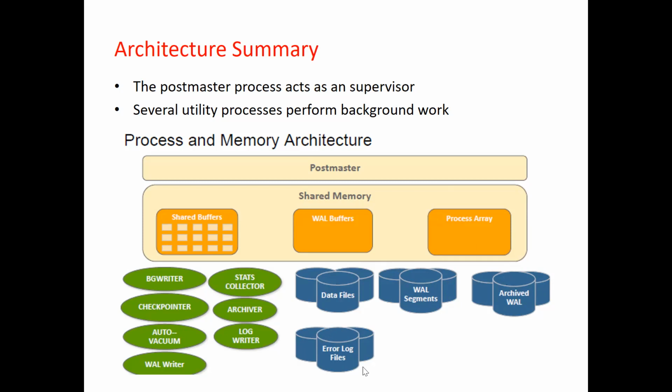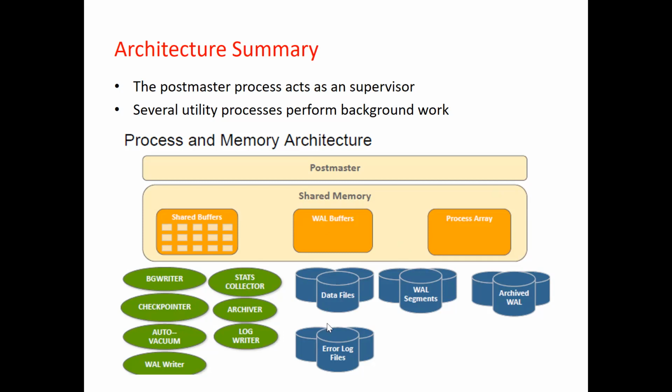Okay, so this is error log files. Log writer is writing to the error log files. Archiver is writing to the archive file. Stats collector is collecting the statistics of all the tables and objects and other things. WAL writer is writing from WAL buffer to WAL segments. Auto vacuum, we understand what auto vacuum is. It is cleaning of the dead rows and also does one more thing: it collects the statistics as well.